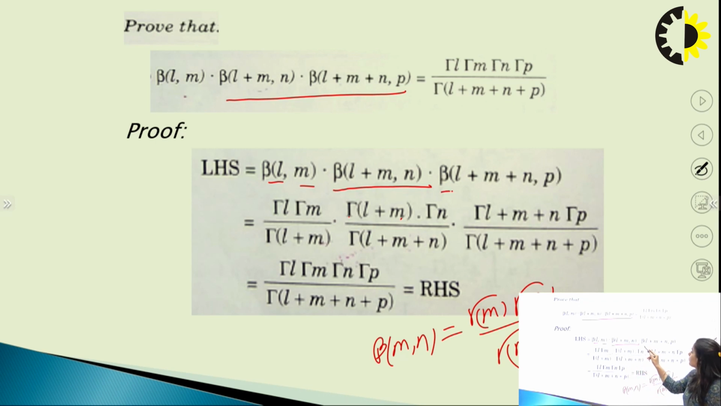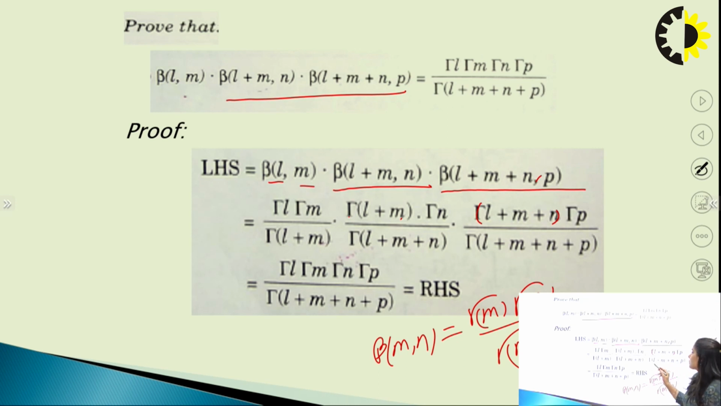Now this term, beta(l plus m plus n, p): here m is equal to l plus m plus n and n is equal to p. So this is equal to gamma of l plus m plus n dot gamma p upon gamma of l plus m plus n plus p.